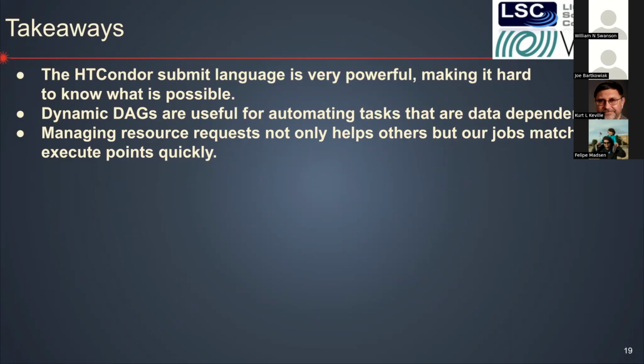Dynamic DAGs have been great for us because we automate tasks that are data dependent, that we have no idea what they're going to do when we run them. The gap filler sometimes doesn't do anything. The find job says there are no gaps I can fill. I think that's happened. It's only been running for 3 years. And managing resource requests not only helps others, but it also helps our jobs to match more quickly and run efficiently.